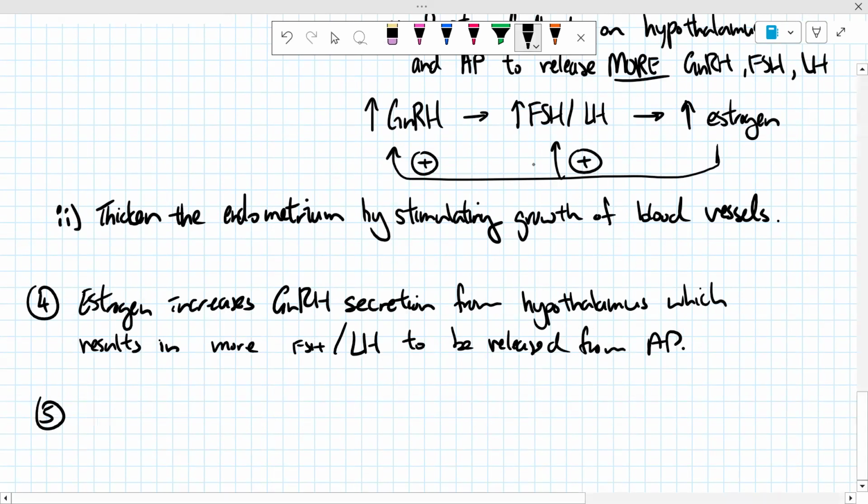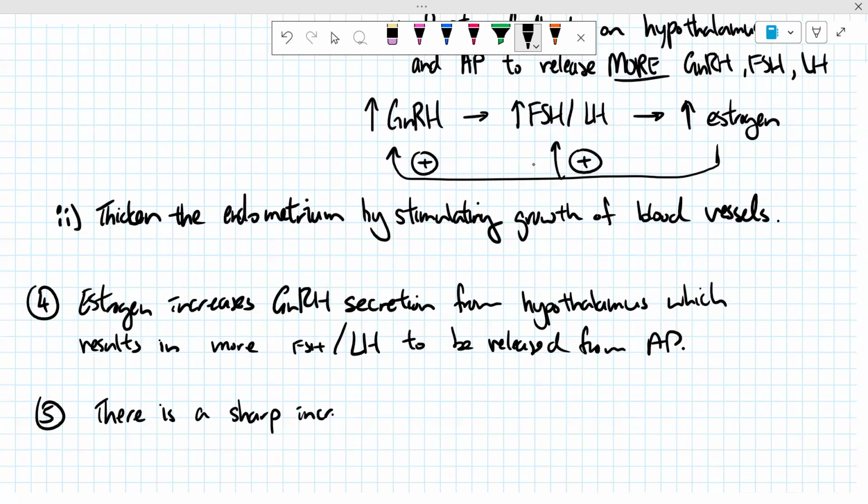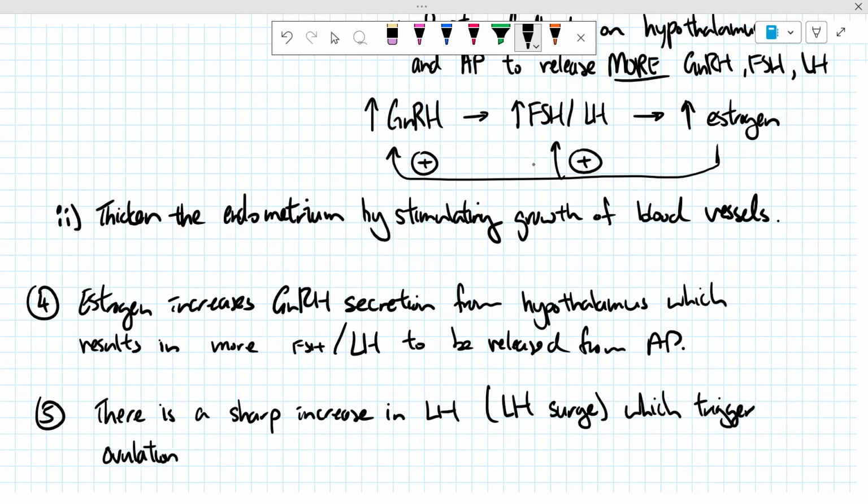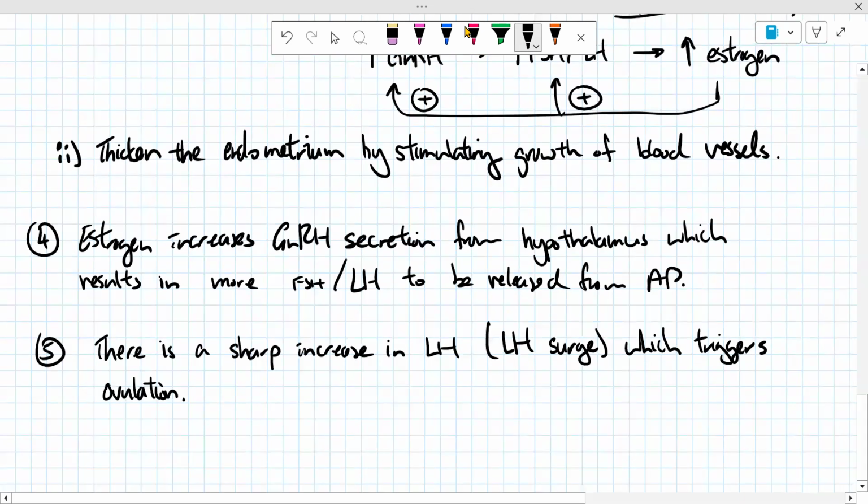In fact, the second time around, there is a sharp rise in LH. We call this the LH surge, which triggers ovulation. Okay? A sudden increase in the LH is going to trigger ovulation.